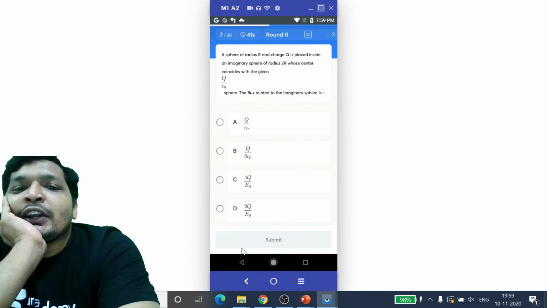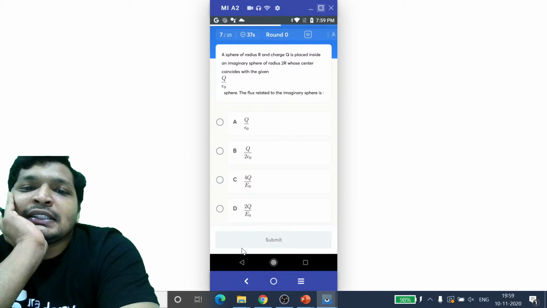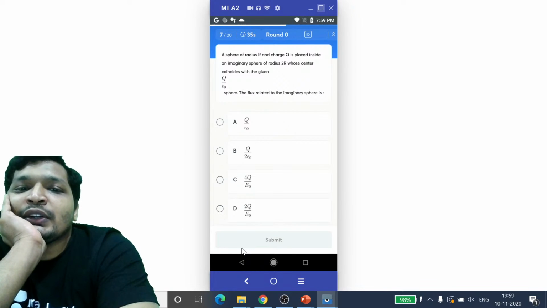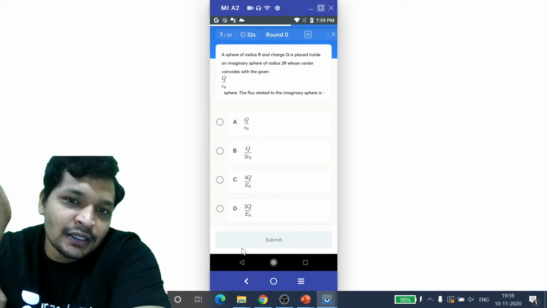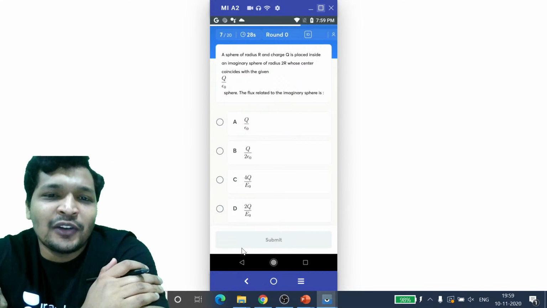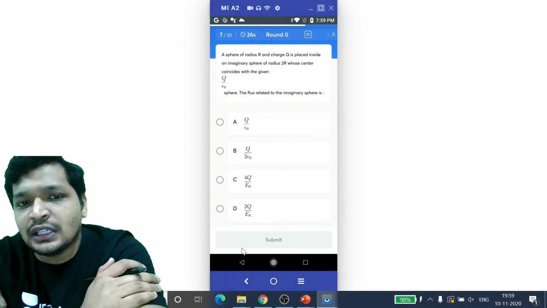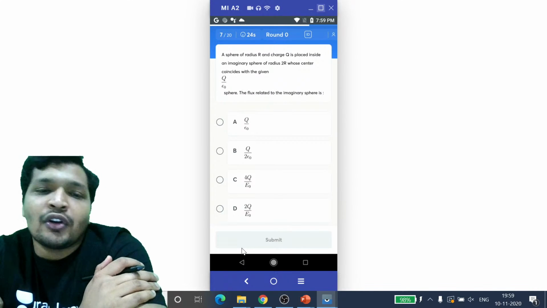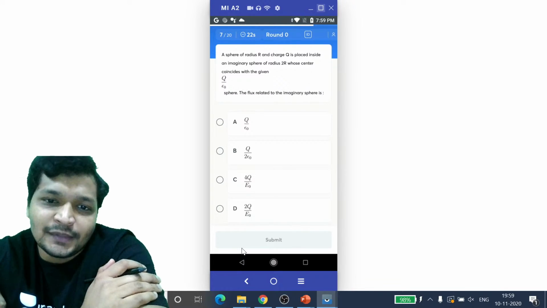So, a sphere of radius r and charge q is placed inside an imaginary sphere whose center coincides with the given sphere. The flux is going to be how much, guys? What does Gauss law say? Gauss law says charge enclosed by epsilon naught is nothing but flux. Simple question, isn't it?